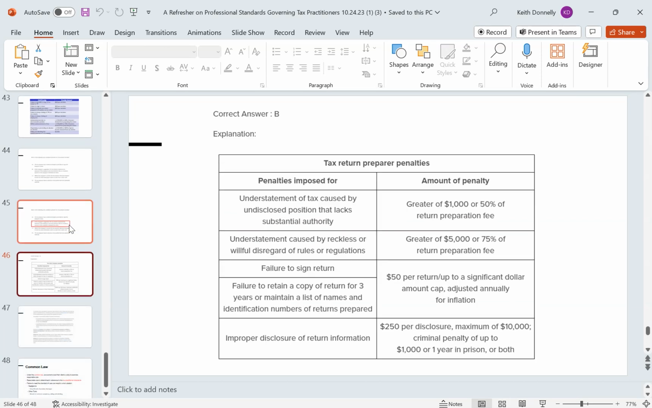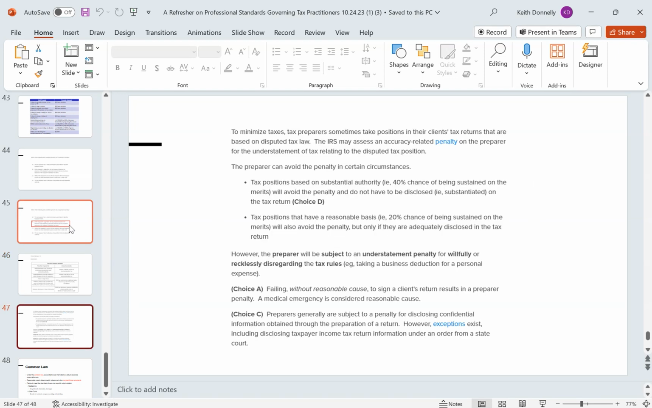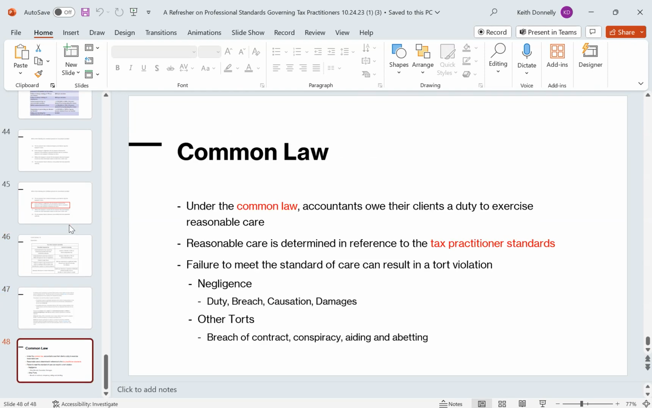So here are some of the penalties, again, just showing you them. Here's the explanation if you want to read that. And then finally, we've got the common law. So the common law is basically judge-made law in the courtroom that's established through precedent. Judges are looking at the written code and interpreting and applying it in a court of law. What's the big one here? It's going to be negligence, right?